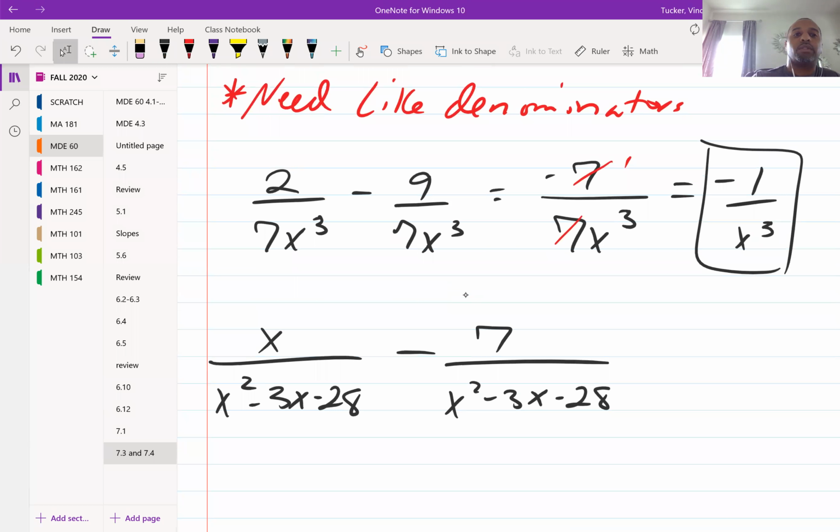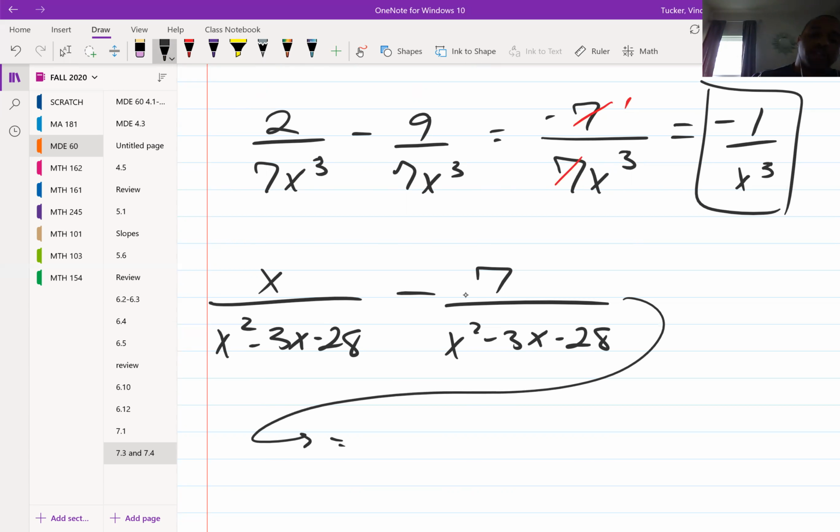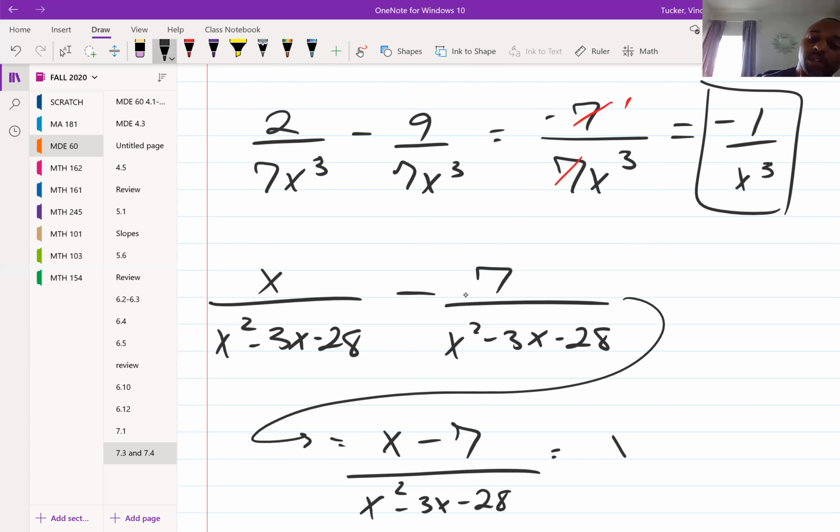All right, questions on that before we look at the next one? Here, once again, we have the common denominator that we need. So we can go ahead and combine our numerator accordingly. It's x minus 7 over x squared minus 3x minus 28. Then you do want to explore your denominator, to see if it can factor or not, and if one of the factors can cancel out with what's in the top.